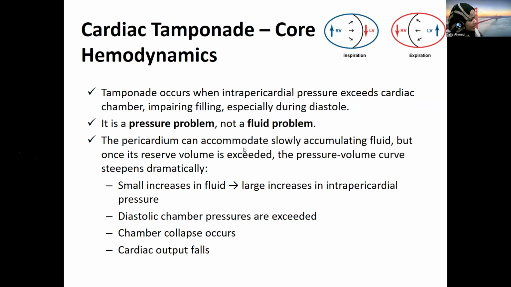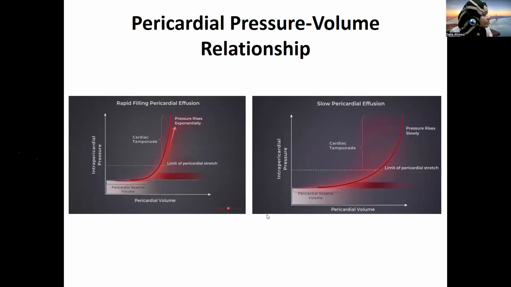The pericardium can accommodate slowly accumulating fluid, but once the reserve volume is exceeded, the pressure-volume curve steepens dramatically. So small increases in fluid can cause large increases in intrapericardial pressure. Diastolic chamber pressures are exceeded, chamber collapse occurs, and cardiac output falls. This is the pericardial pressure-volume relationship. It's a J-shaped curve, and in the flat part, as pericardial volume accumulates, as long as the reserve is not exceeded, the pressure inside the pericardium does not go up.